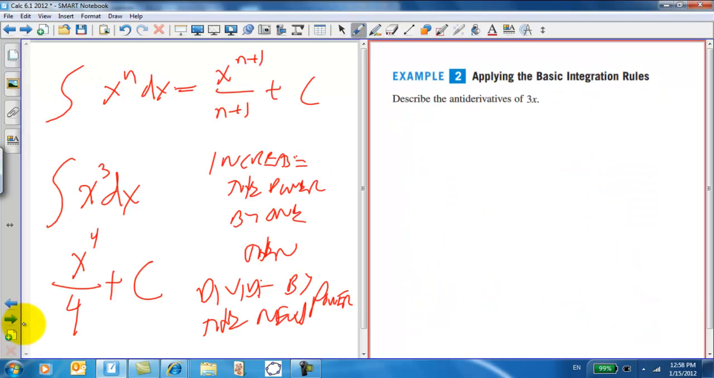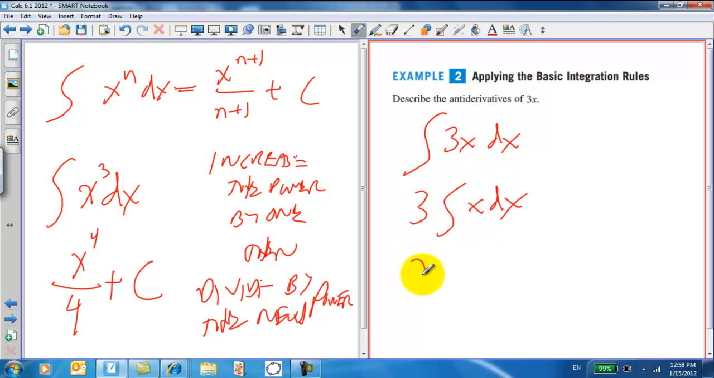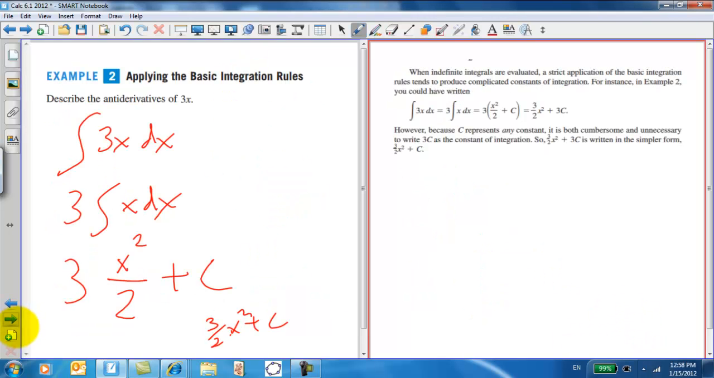So, describe the antiderivatives of 3x. Well, the antiderivative of 3x dx is we're going to crank up the power. First of all, this 3 can come out in front. It's a multiplier. And now we crank up the power in x to the first, so it becomes x to the second, and divide by the new power plus the constant of integration. So there you go, 3/2 x squared plus the constant of integration. There are a bunch of happy parabolas with a of 3/2, but they have different y-intercepts. And there's the notation that we're going to use.